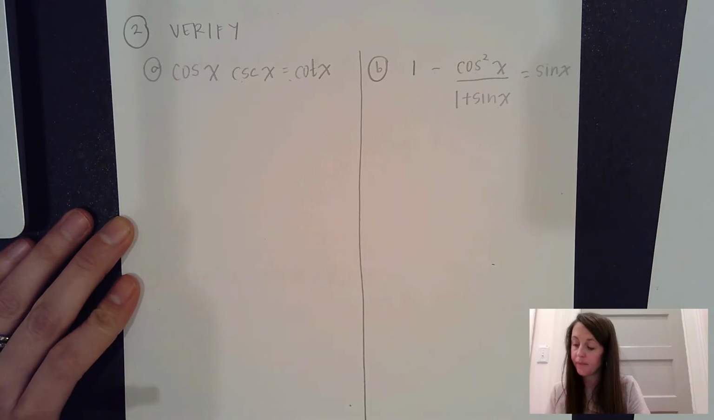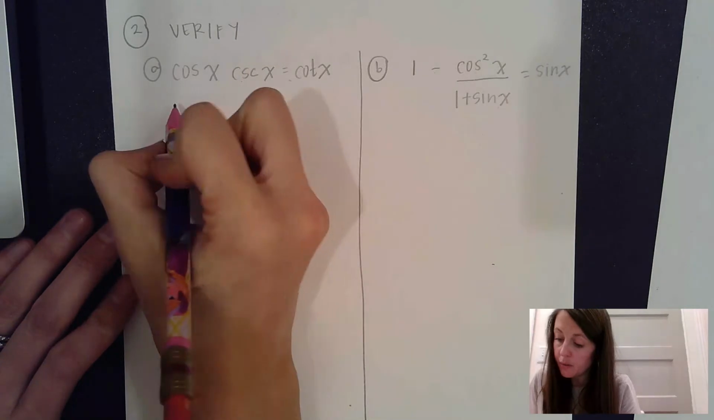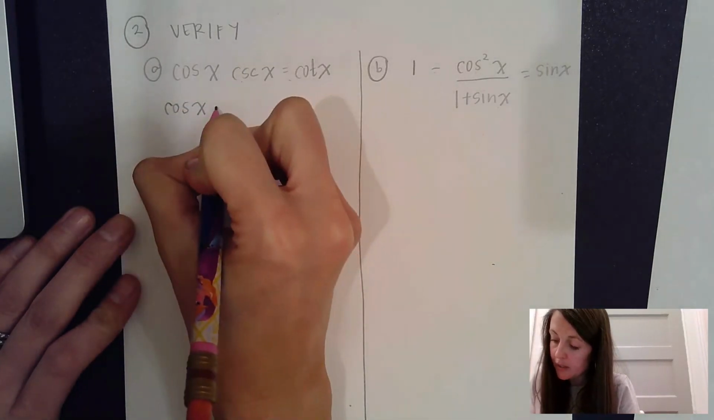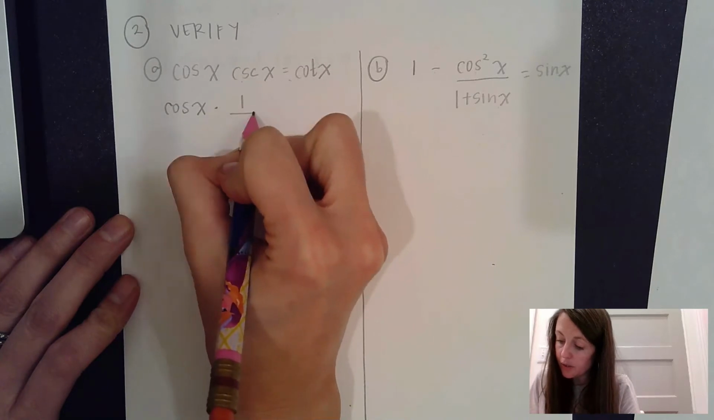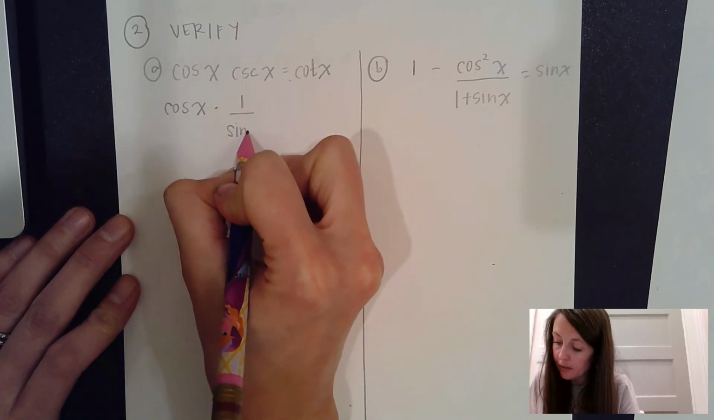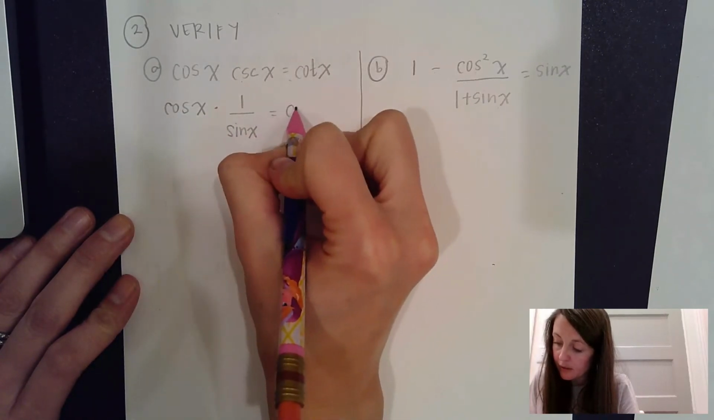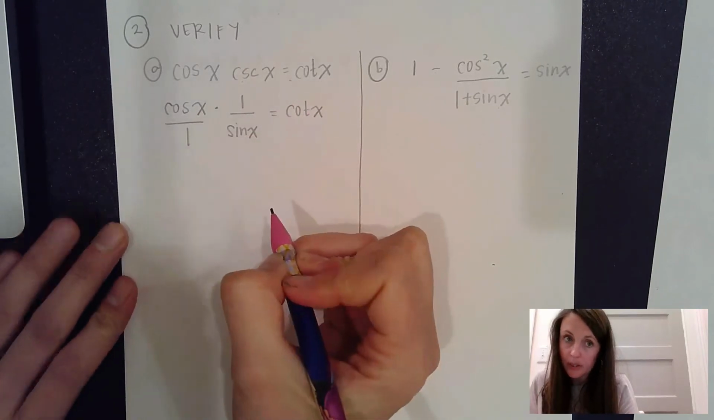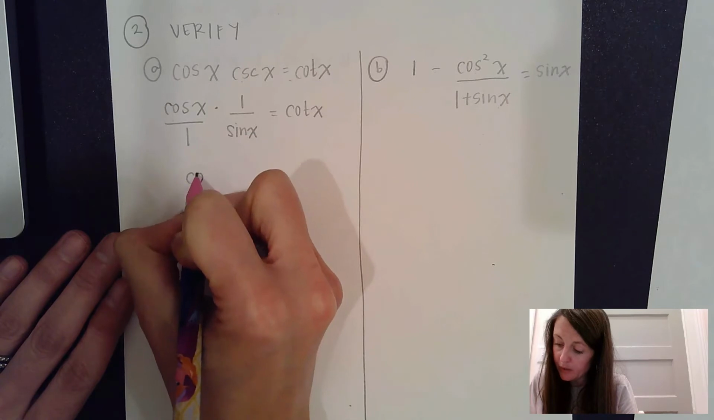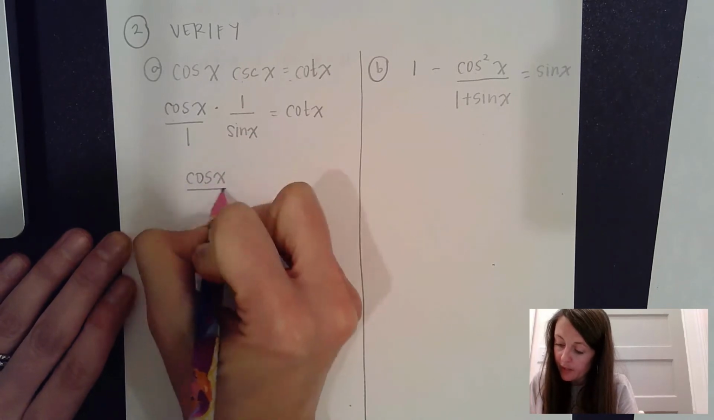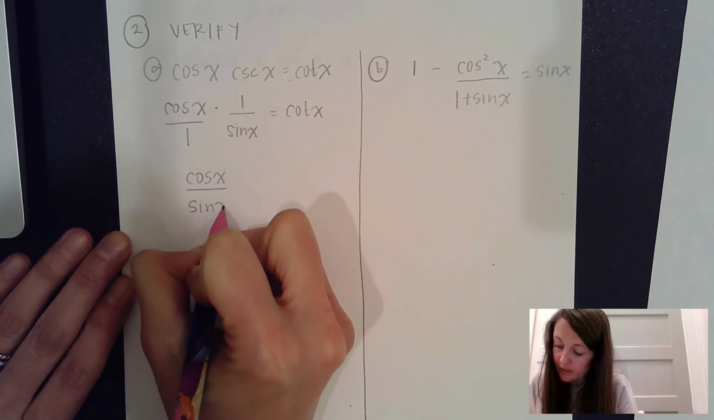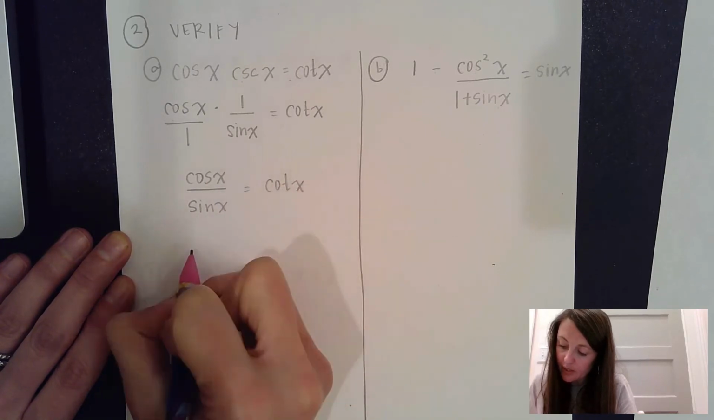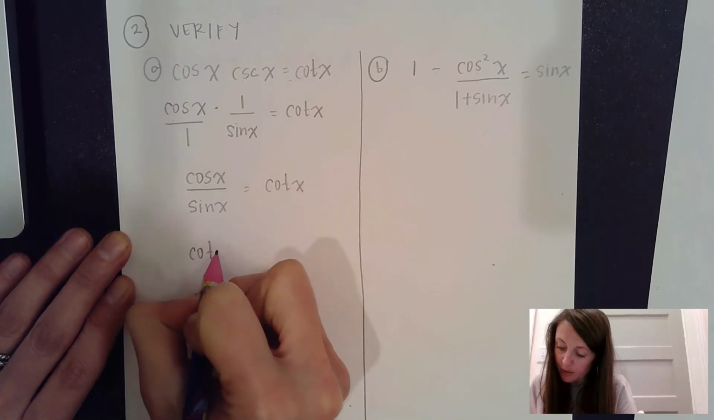Alright, so always take the more complicated side. So cosecant is 1 over sine. And then this is just over 1 here. So it would be cosine of x over sine of x. And then cosine of x over sine of x is just going to be equal to cotangent.